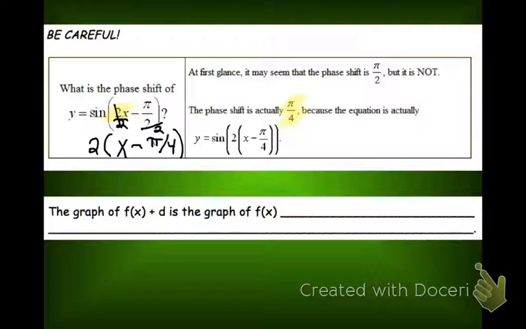So anytime you're looking at these phase shifts, you need to make sure that your x right here has absolutely nothing with it. If there is something, you need to divide it to the outside.